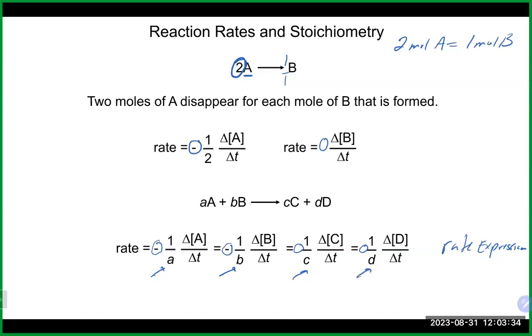So what does this allow you to do? Well, it actually allows you to figure out how everybody in a particular reaction is changing with time if you just know one thing. So for example, if you know how B is changing over a period of time, you could calculate the average rate.